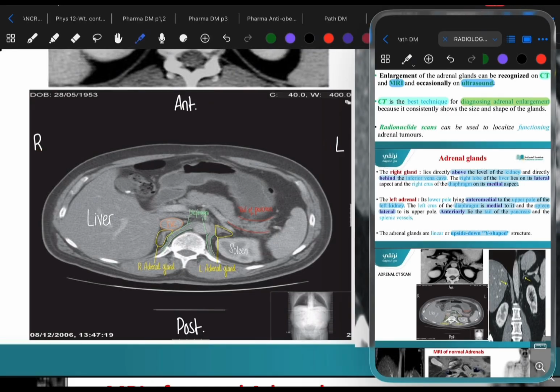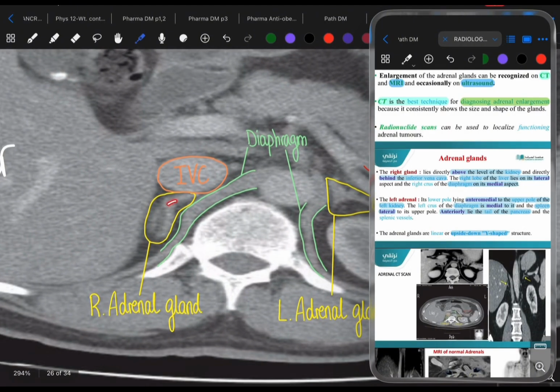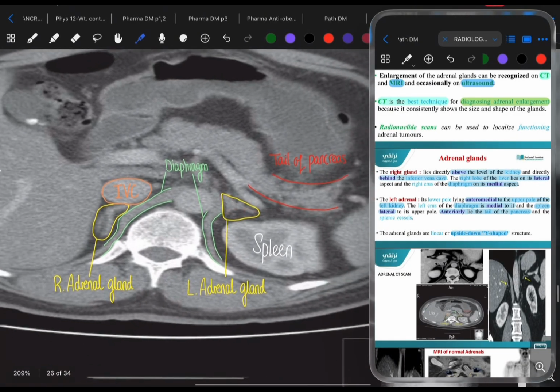Now let's identify the structures. Here this is the liver. If we zoom in we can see the adrenal gland. The adrenal gland has an inverted Y shape. Here it's more clear that it's an inverted Y shape. Do you see how it's like an inverted Y? It's an upside-down Y-shaped structure.